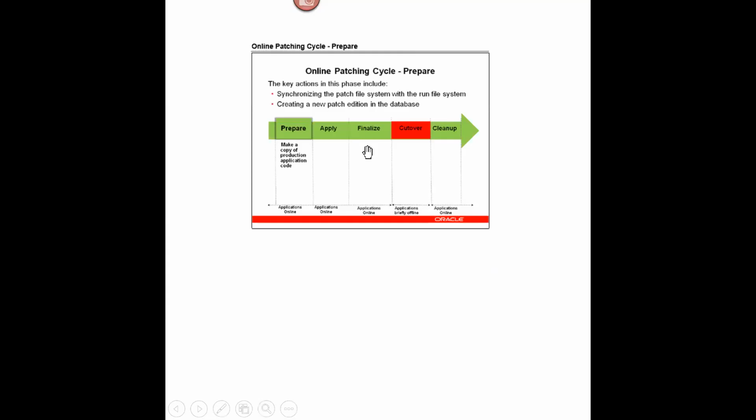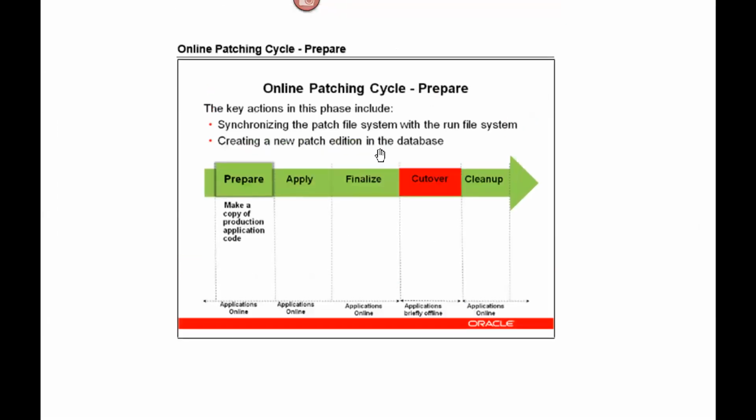Right, so what is the prepare phase? What happens? It makes a copy of the production application code, synchronizes the patch file system with the run file system, and creates a new patch edition in the database. That's what happens.